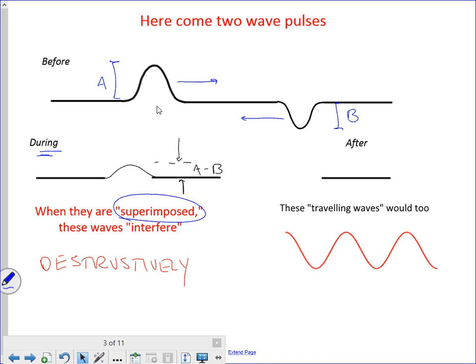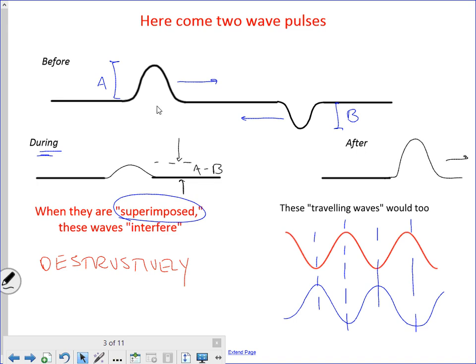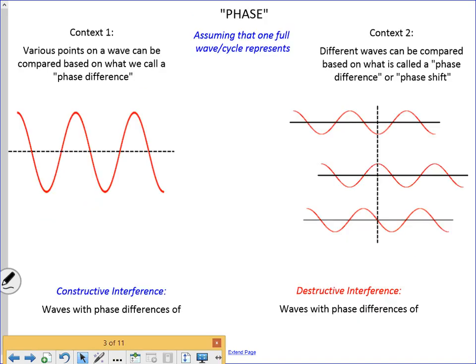Like these waves would. If we had a wave like that, and a wave like this, where we have crests lined up with troughs, and troughs lined up with crests, then you get destructive interference. And of course, afterwards, crest A keeps on cruising, and trough B keeps on cruising. Okay? Nothing new, just wanted to make sure we get this formalized.